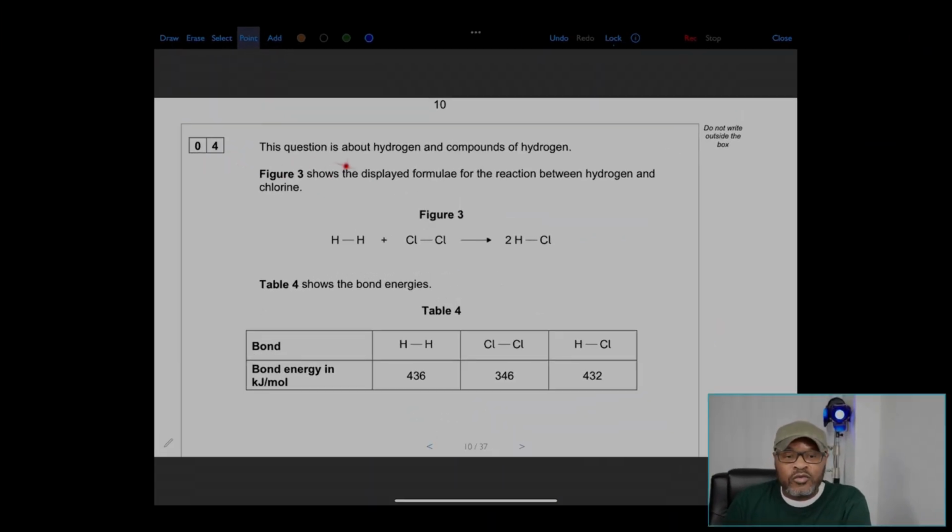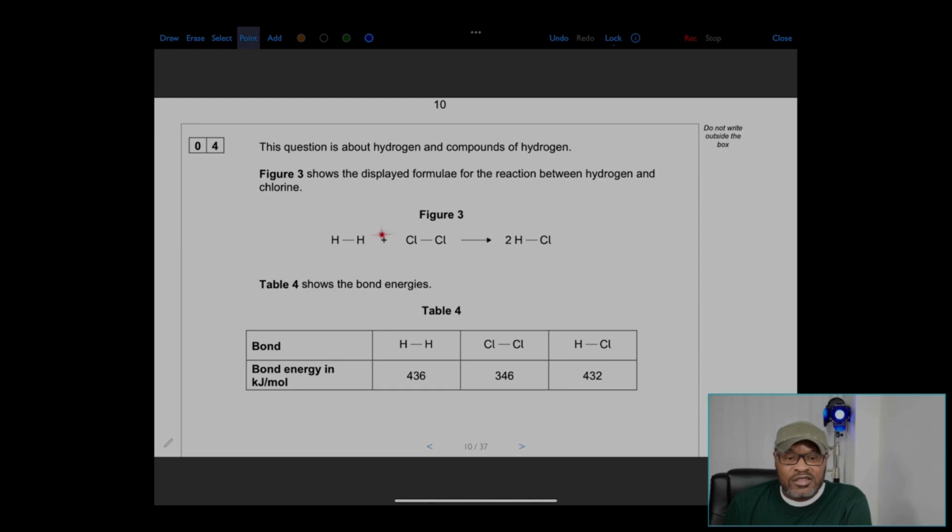Question 4. This question is about hydrogen and compounds of hydrogen. Figure 3 shows the display formulae for the reaction between hydrogen and chlorine. So that's the display formulae for hydrogen gas and chlorine gas, and that gives you 2HCl.